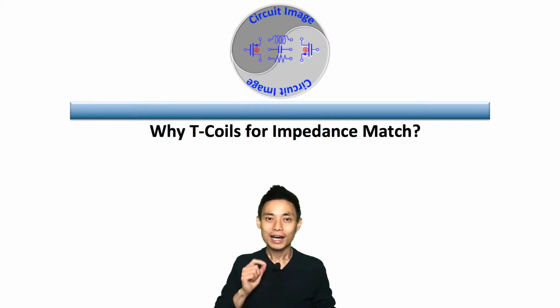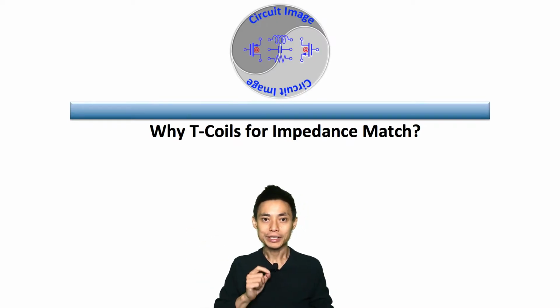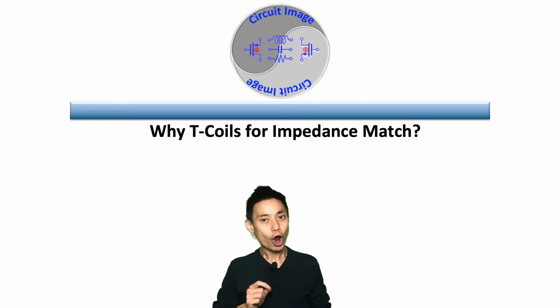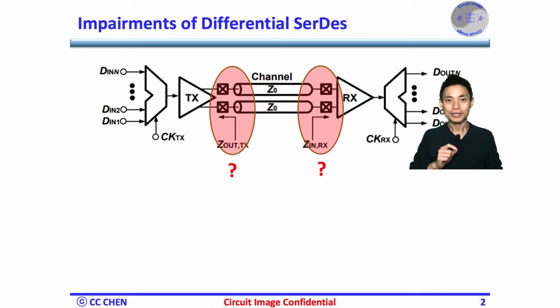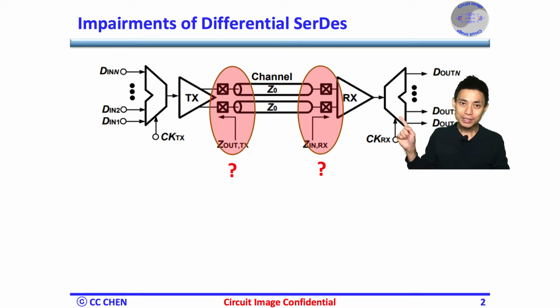In this video, I'm going to show the image of why we need impedance matching with coils, especially T-coil. Here is the image of a differential signal SerDes system. Could you guess if there's any impairment around the interface with the red circle?